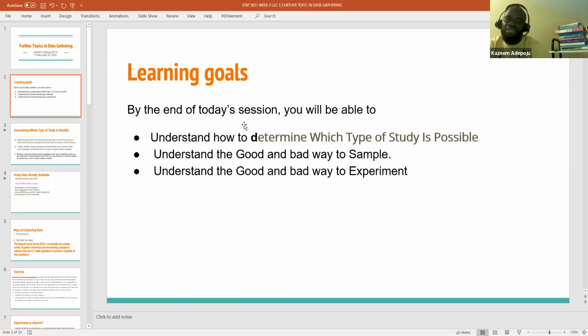Maybe the reason why at times we don't get the information that we need from research is that the way and manner we took our sample was poor, and that is the reason why I'm going to walk you through the poor and the good way to sample. Okay, and the last thing today is going to be understanding the good and the bad way to experiment. Okay, so if you know the good way to sample and you don't know the good way to experiment, that may be a tragedy. Okay, and that is the reason why I'm going to walk you guys through that.